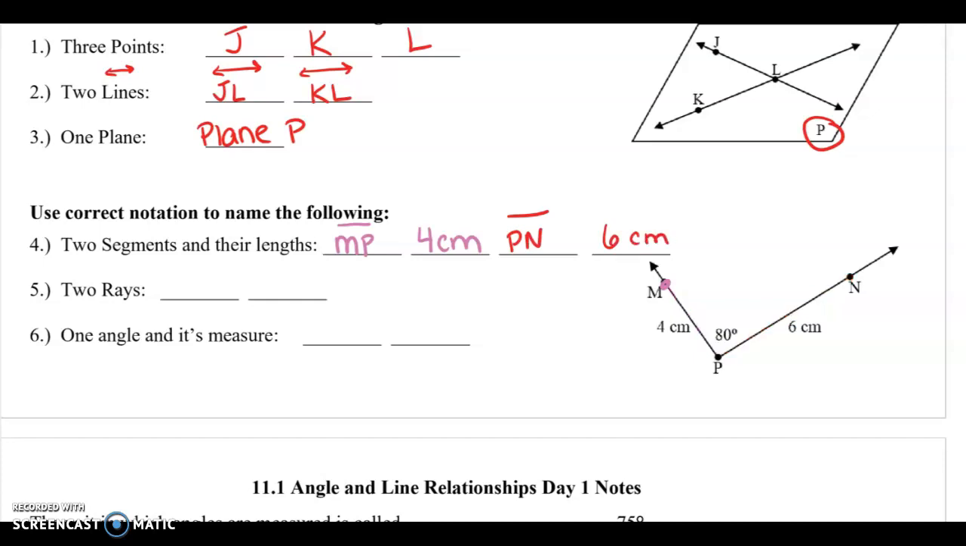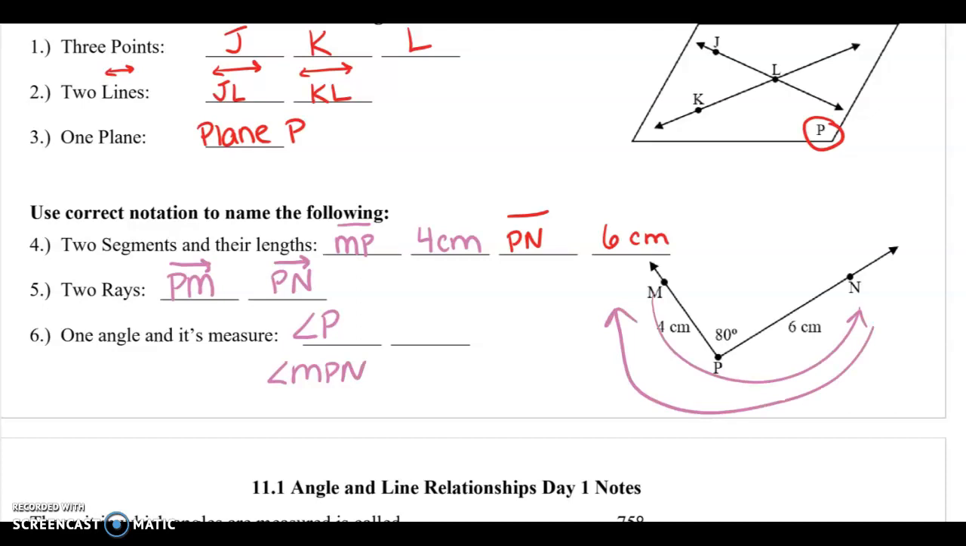And then 2 rays, so these would be very similar, except you're going to start with the P because the P is the end point, and you're going to move on to M. So PM, and then you write a ray over top of it because they're asking about the ray. Or it's P to N. So PN with a ray over top. And then my angle, you can name it any of the ways, but I'm going to make it easier on us. I'm going to call it angle P, or you could have written angle MPN going in the circle this way, or you could go in the circle the other way and do angle NPM. They're all good, and it is 80 degrees.